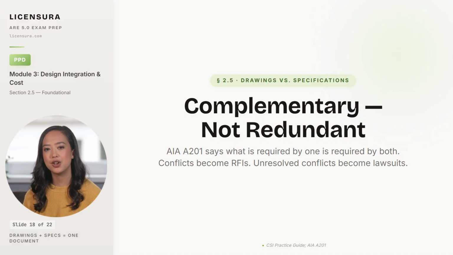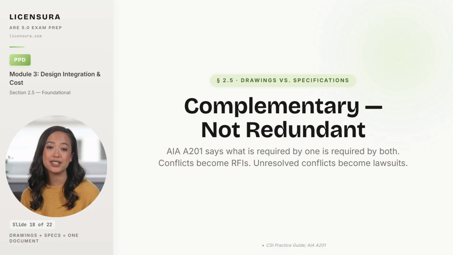The architect who duplicates information in both, putting the same dimension on the drawing and in the spec, creates a conflict opportunity that gets exploited the moment one of them is updated and the other is not. The architect who omits information from both leaves a gap the contractor fills with the cheapest interpretation.